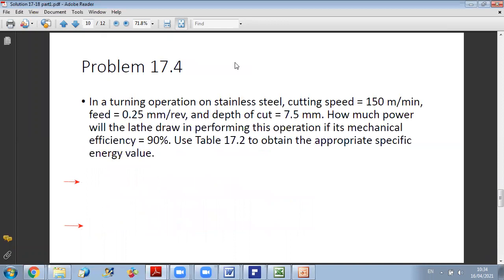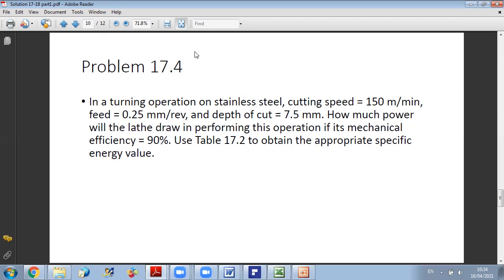Another problem. In a turning operation on stainless steel, the cutting speed is 150 meter per minute. The feed is 0.25 millimeter per revolution, and the depth of cut is 7.5 millimeter. How much power will the lathe draw in performing this operation if its mechanical efficiency is 90%? Use Table 17.2 to obtain the appropriate specific energy value.